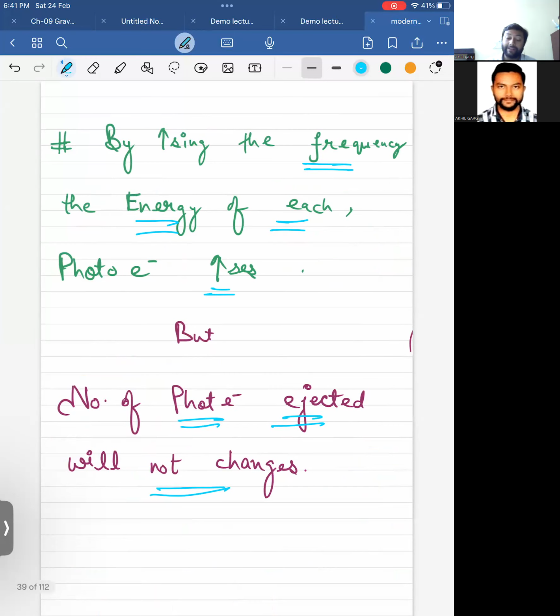Okay, with the help of increasing frequency, you can increase the energy, and with the help of energy, you can increase the kinetic energy of the electron, but you cannot increase the number of electrons ejected. The total amount of current, that is photoelectric current, is independent of frequency.